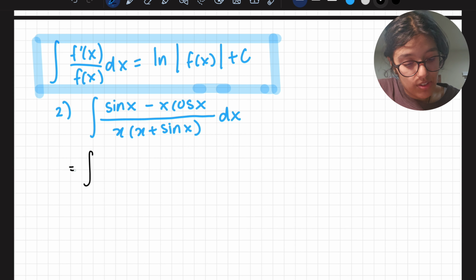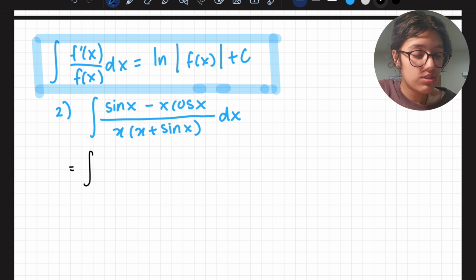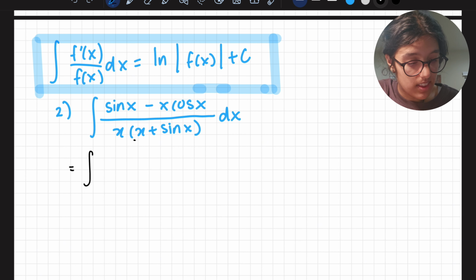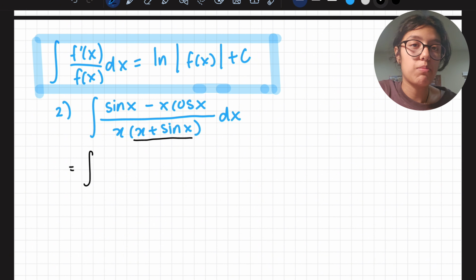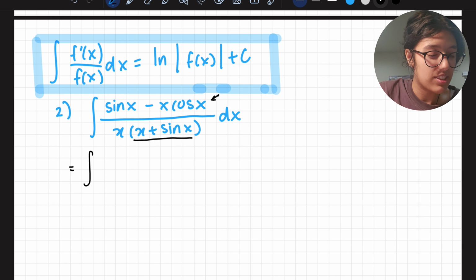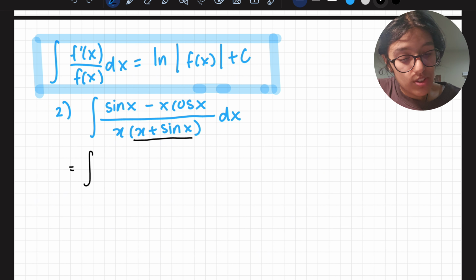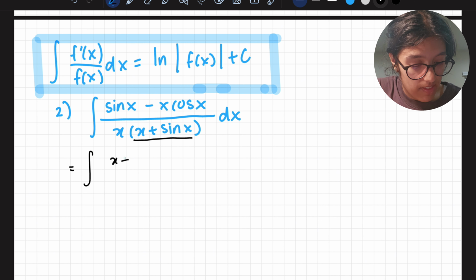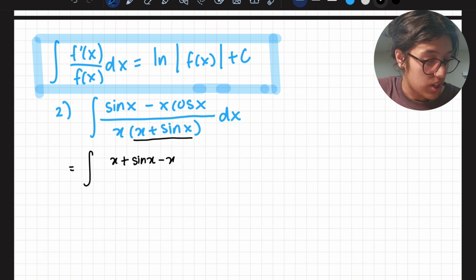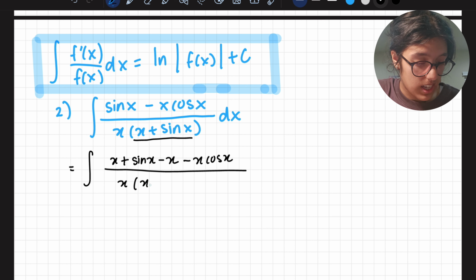So you have to take the integral, of course, and I want to cancel out the denominator with something in the numerator. That means I need to take this part, x plus sine x, and put it in the numerator somehow, because that's the term I want to cancel out. In that case, we're going to add x and subtract x from the numerator. So we're going to have x plus sine x, and we're going to subtract x minus x cos x, all over x plus sine x, dx.